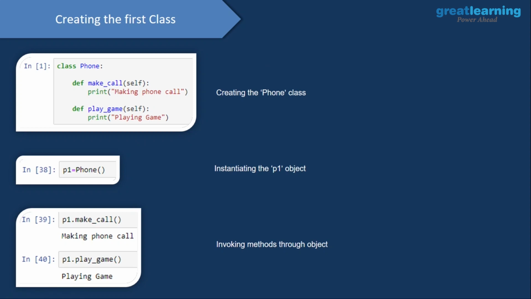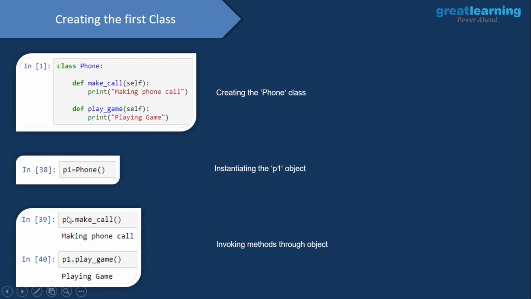Now that I have created my blueprint, or my class, I have to create a specific instance of it. In other words, I have to create an object of this Phone class. So I'll write Phone here and store it in this object called p1. Now that I have the object of this class, I can invoke the methods which are present in this class with the help of this object.